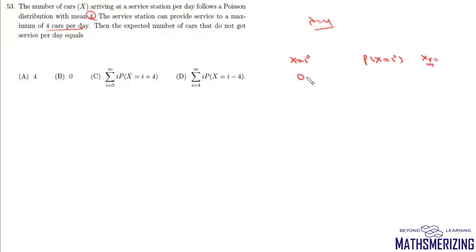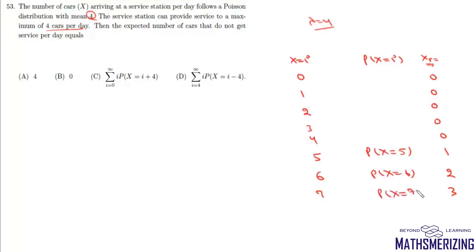If I is 0, then XR is 0. If I is 1, then again it is 0. So if it is 0, 1, 2, 3, 4, then number of returned cars will be simply 0. But when we have more than 4 cars, now 1 will be returned, for 6 it will be 2, for 7 it will be 3, and then we have their corresponding probabilities, which are probability X equals 5, probability X equals 6, probability X equals 7.